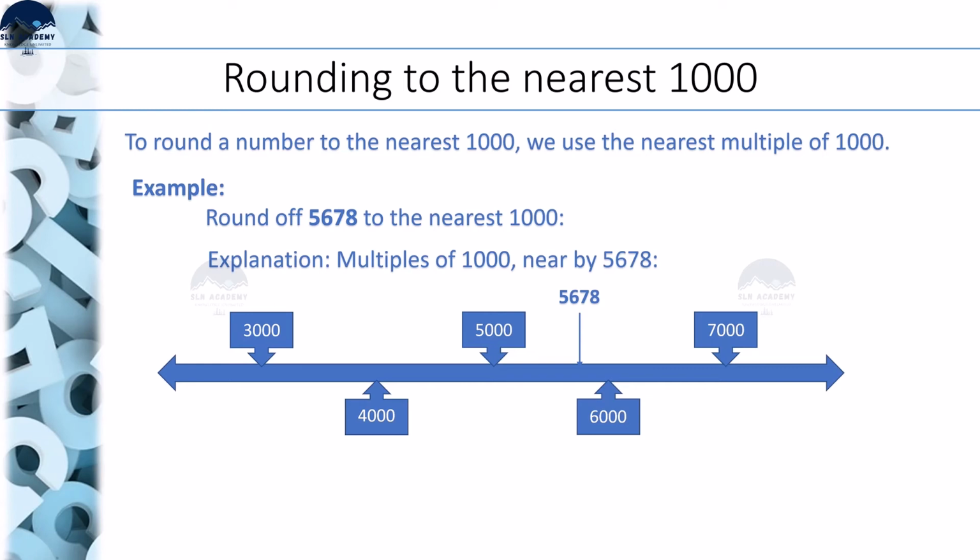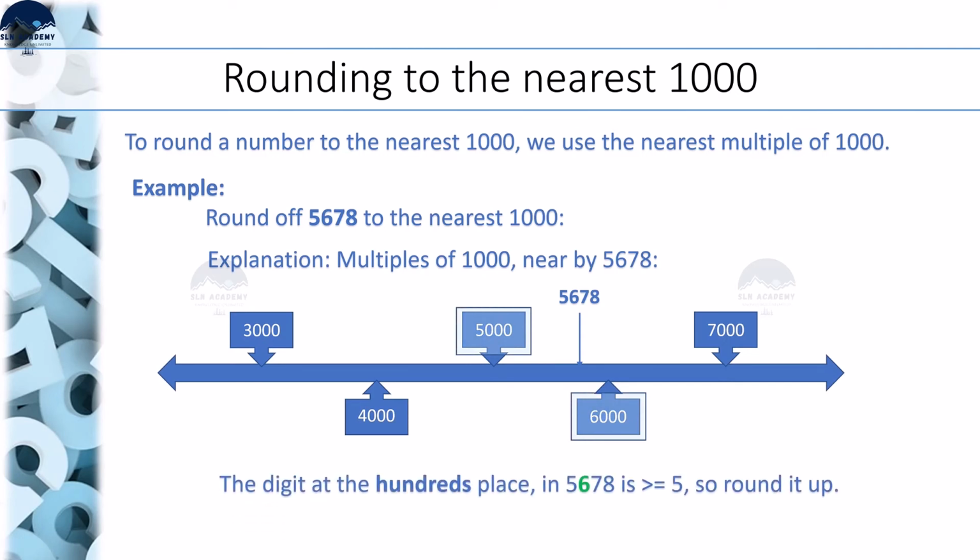5678 is in between 5000 and 6000. One of these numbers is the nearest thousand of 5678. To choose the nearest thousand, check the digit which is present in hundreds position.